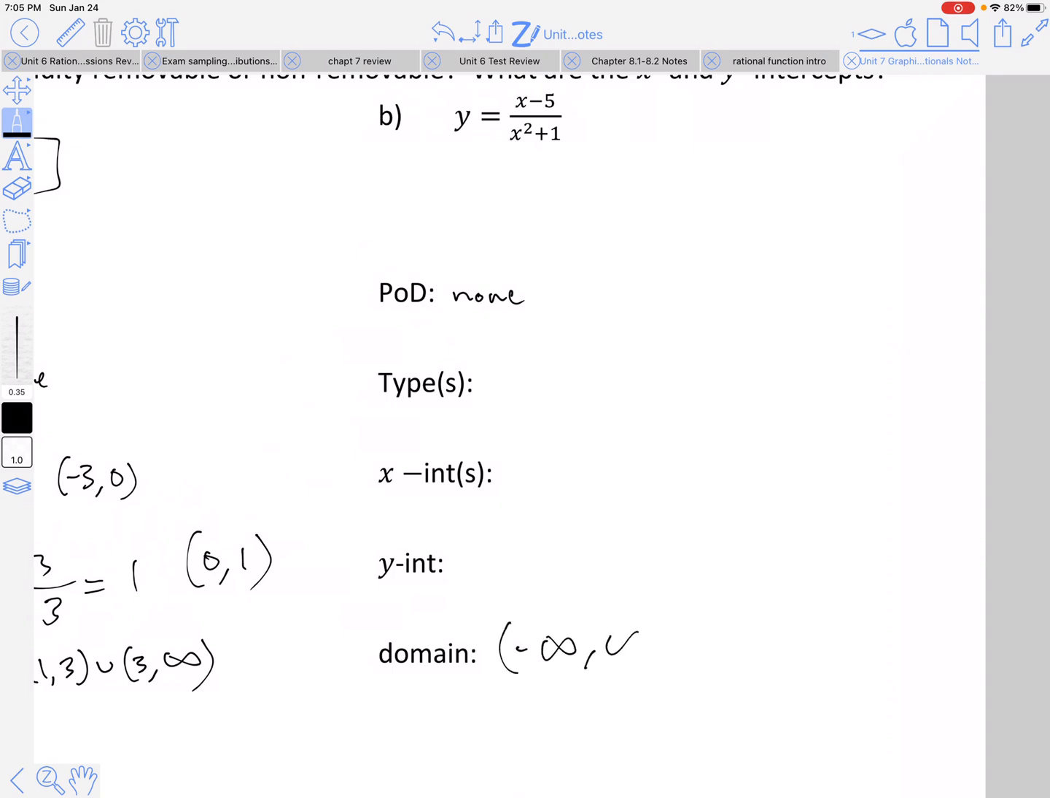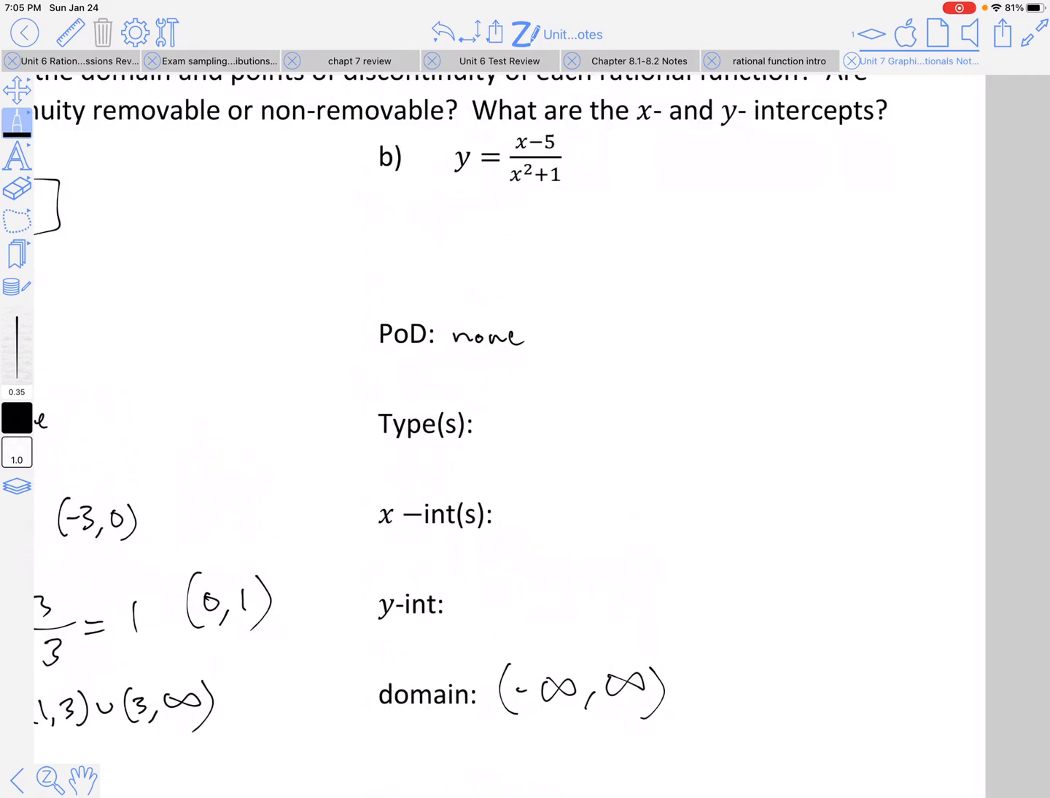So that means our domain will go from negative infinity to infinity, meaning the graph will, I don't know the exact shape, but something like this maybe. It'll just go forever and ever left and right. The other way to think about it is I can plug any number from negative infinity to infinity in for x. So no points of discontinuity, domain, there we go. So since there's no points of discontinuity, we don't have to worry about types.